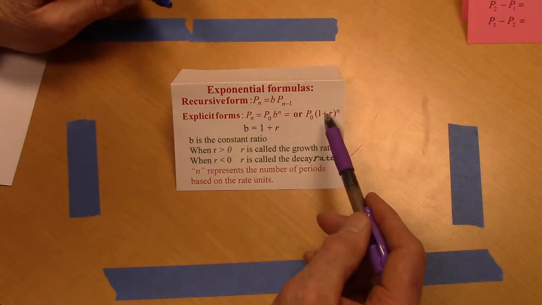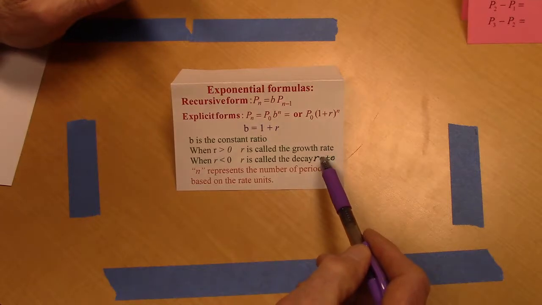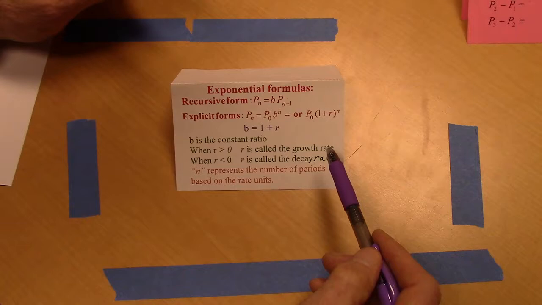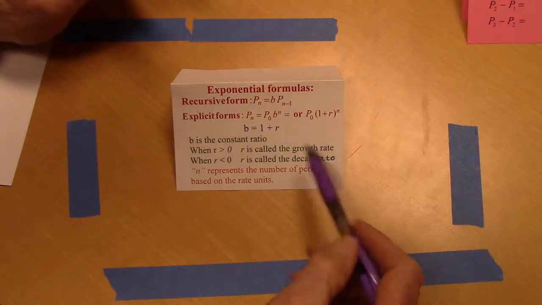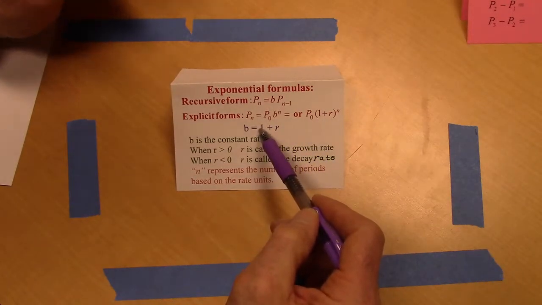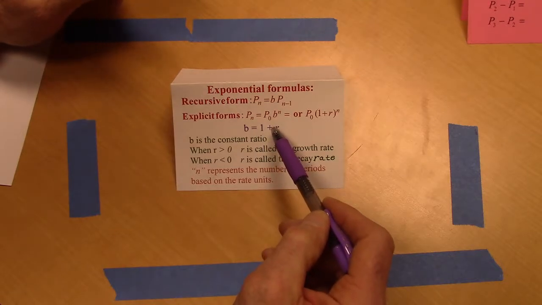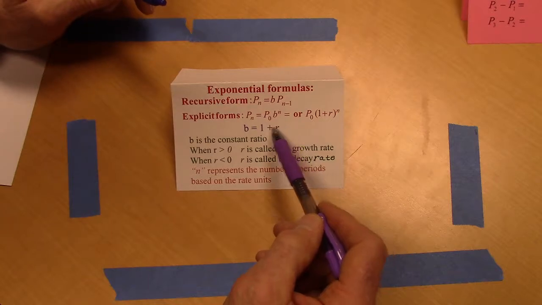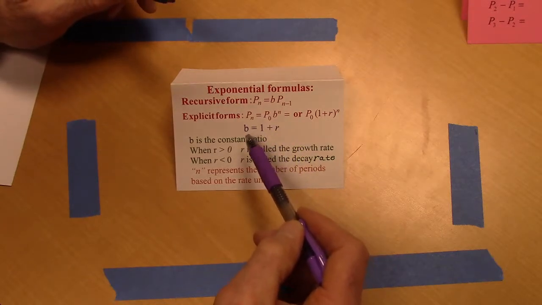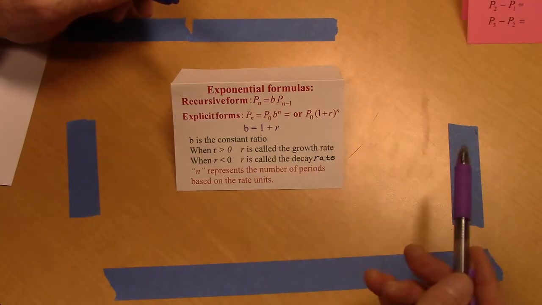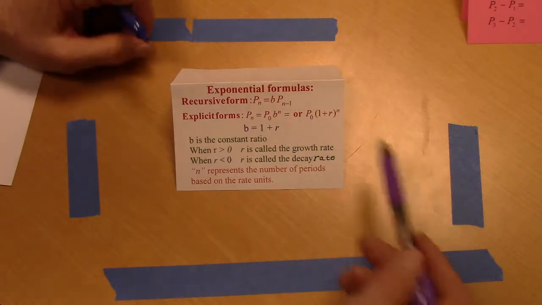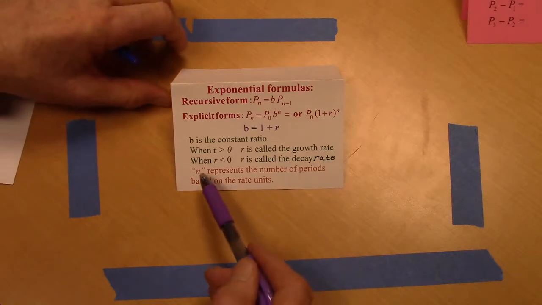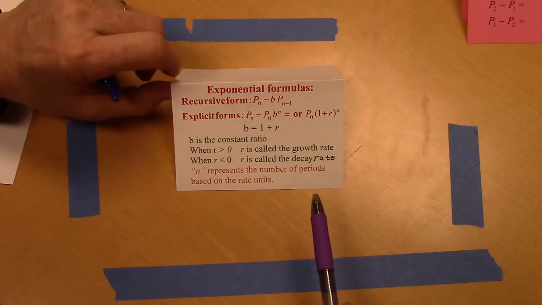So sometimes you're given the rate, a growth rate or a decay rate, which would be negative. For example, if something was decreasing by 5% every month, then you'd have 100% minus 5%, or plus a negative 5%, which would be 95%. So b, the constant ratio there, would be 0.95, because you're going down 5% each month, or whatever period the growth rate is based on.